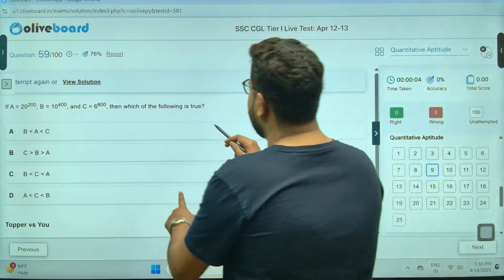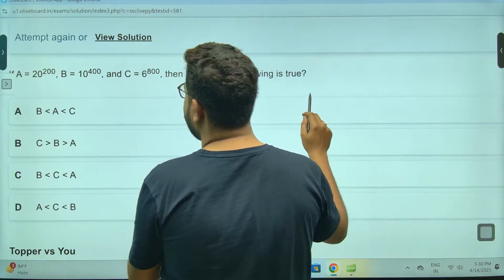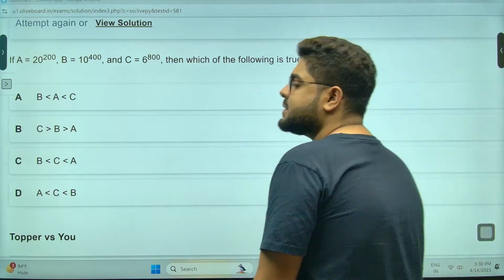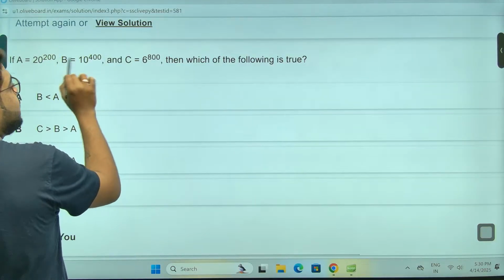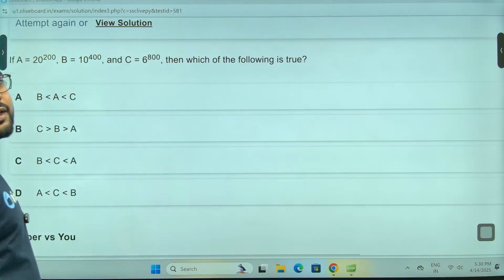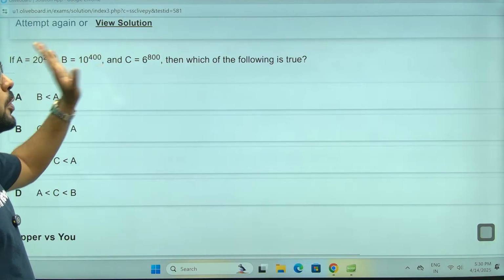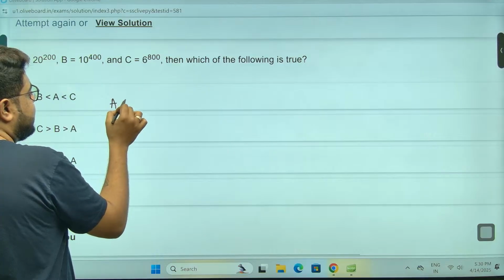Acha, comparison of powers. It is very simple. In indices, I told you this thing. You see the powers: 200, 400, 800. Divide by the HCF, or here, the smallest power. So if I do that, say A, I'm taking.